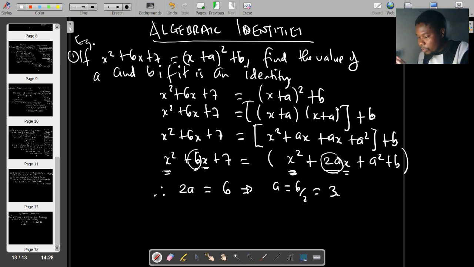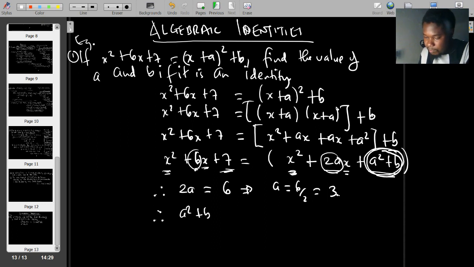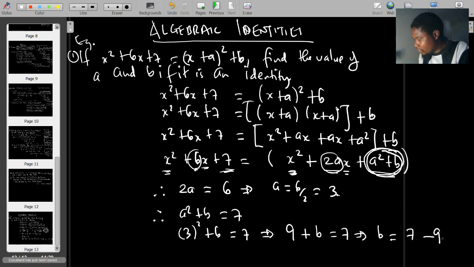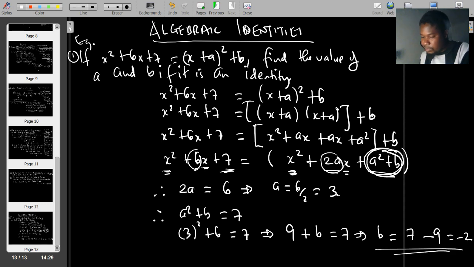Now we also see that the final term in the other one, where we know everything, is actually 7. But here we have a squared plus b. Since these things are identities, the whole remaining thing here is equal to the constant term in the other one. So a squared plus b equals 7. We have already calculated a, so it's 3 to the power 2 plus b equals 7. This becomes 9 plus b equals 7, and that becomes b equals 7 minus 9, giving us negative 2. That should be your answer.